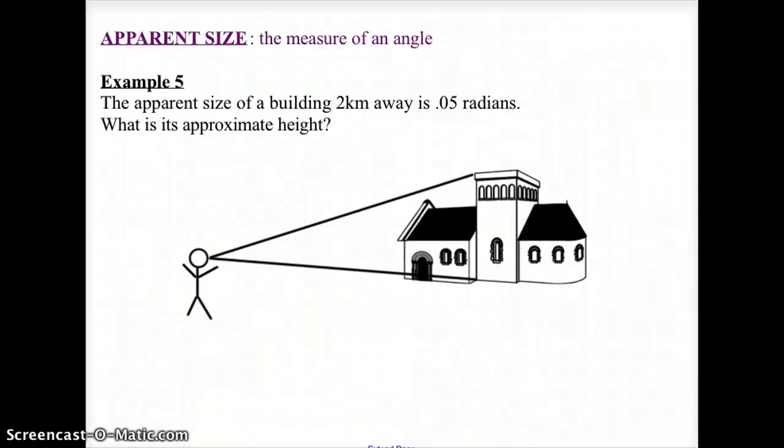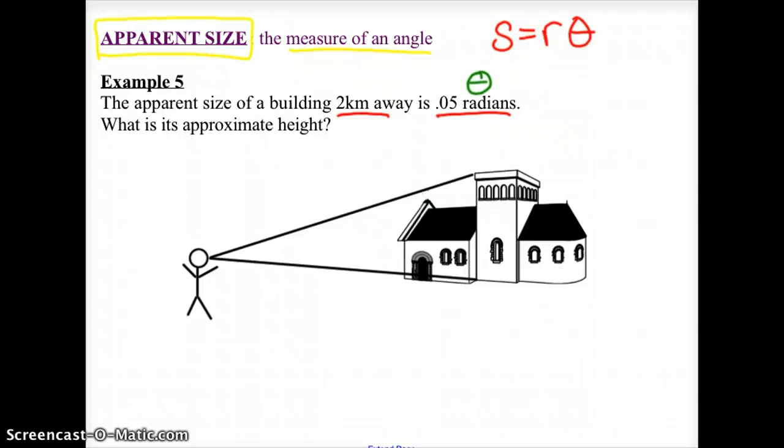For our last example, we need to talk about apparent size. Apparent size is the measure of an angle. We'll be using S equals r times theta, the arc length formula for radians. So in the example, it says the apparent size of a building 2 kilometers away is 0.05 radians. So the radian measurement, that's my theta. I want to know what's the height.